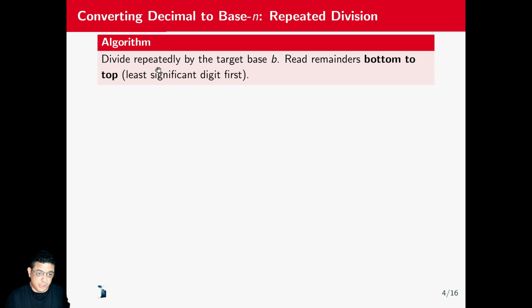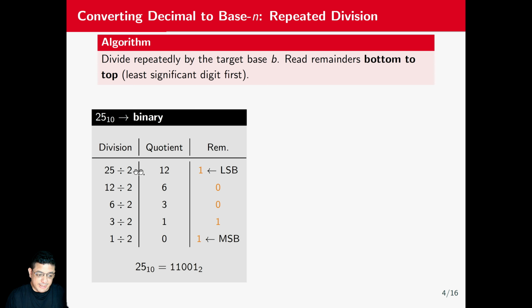Let's give an example here. Let's transform 25 base 10 to binary. First, I divide 25 by 2. That gives me 12 with a remainder of 1. Then we have 12, and we divide that by 2. We get 6, with remainder 0. Then we take 6 and divide by 2. We get quotient 3 and a remainder 0 as well. Then 3 divided by 2 is 1, and the remainder is 1.